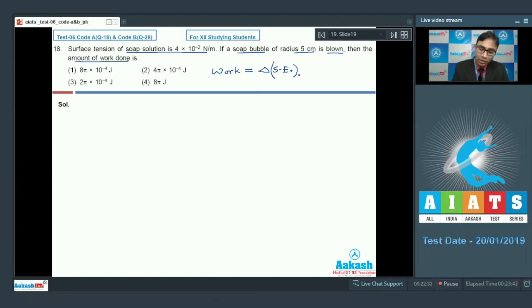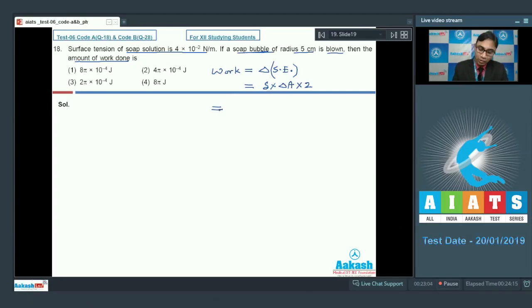And what is the surface energy? Surface energy is defined as the surface tension into the change in area. This is our work done. But since it is a bubble, the bubble will have two surface areas, one inside and the other outside. So we will multiply it by 2 also. So this is our total work done.